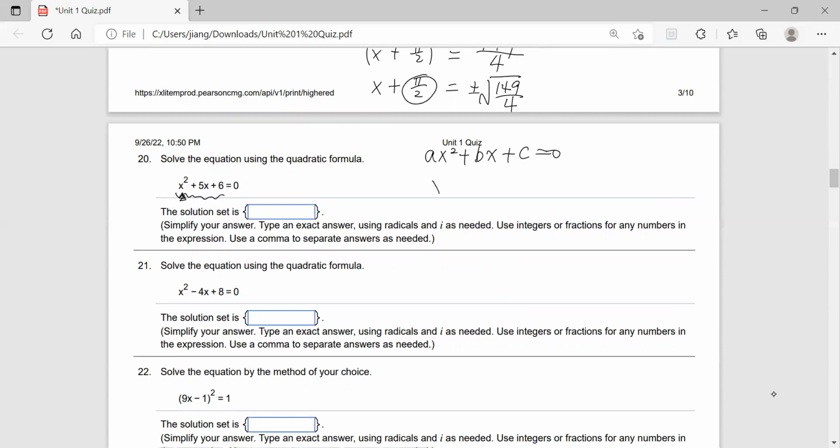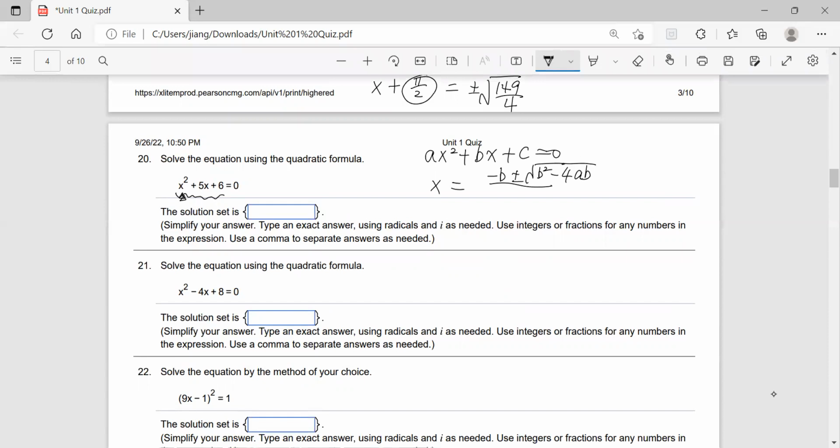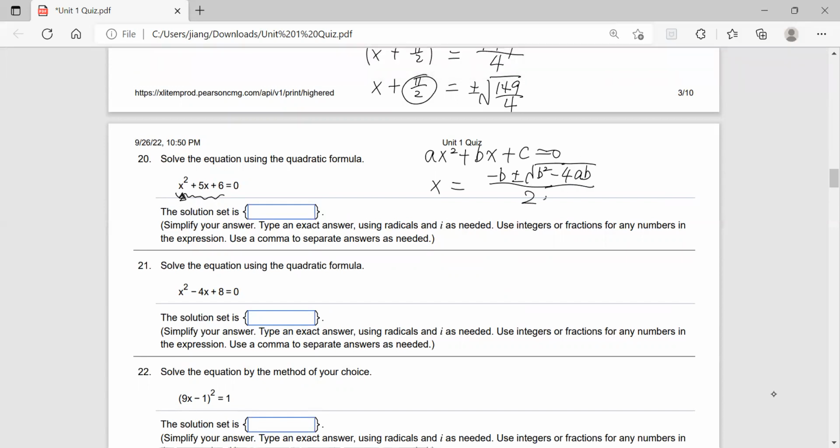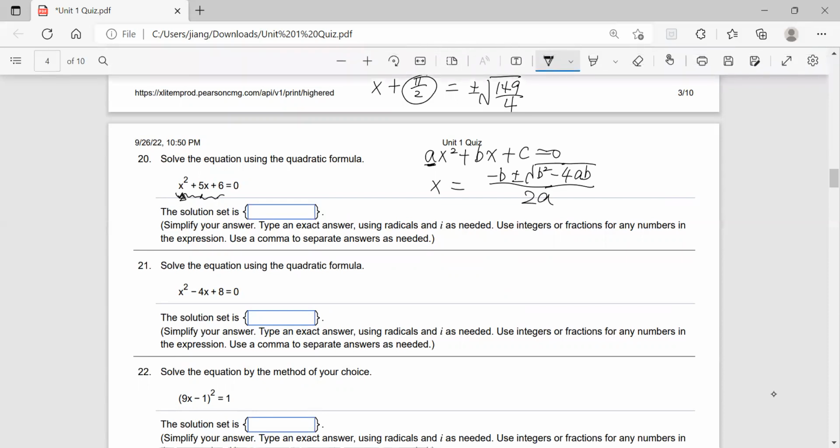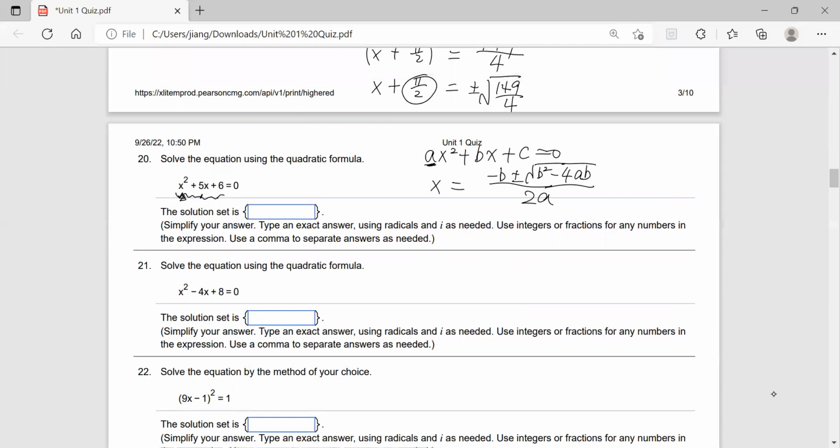We must use the formula x equals negative b plus or minus the square root of b squared minus 4ac, all divided by 2a. And then just find what is a, what is b, what is c. So a is the coefficient in front of x squared. So now a is 1, and then b is 5, c is 6.